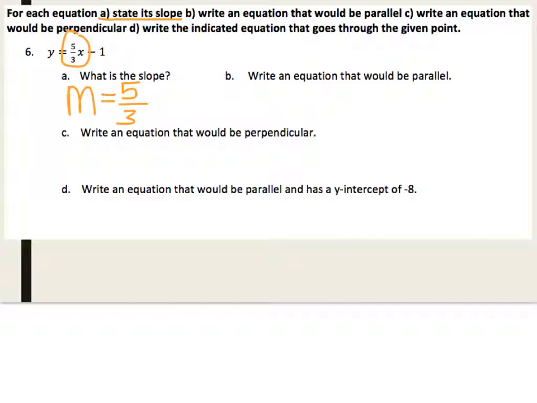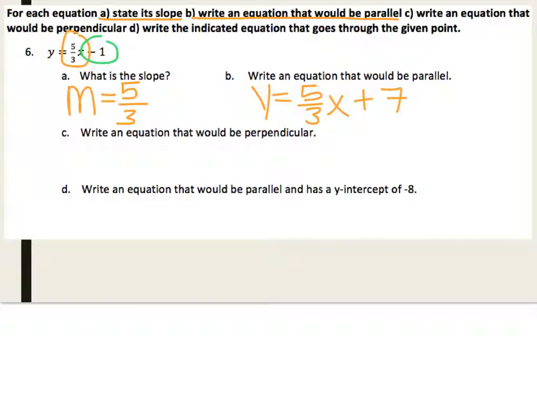We need to write an equation that would be parallel. Parallel lines have the same slopes. So an example equation could be y is equal to 5/3x. And then just pick a different y-intercept. They used -1, so literally pick any other number besides -1. I'm going to use +7. But you can use any number besides -1.